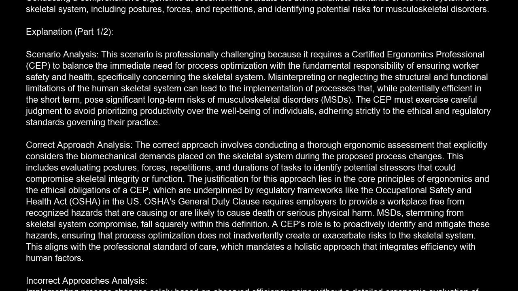In the U.S., OSHA's General Duty Clause requires employers to provide a workplace free from recognized hazards that are causing or are likely to cause death or serious physical harm. MSD, stemming from skeletal system compromise, falls squarely within this definition. A CEP's role is to proactively identify and mitigate these hazards, ensuring that process optimization does not inadvertently create or exacerbate risks to the skeletal system. This aligns with the professional standard of care, which mandates a holistic approach that integrates efficiency with human factors.